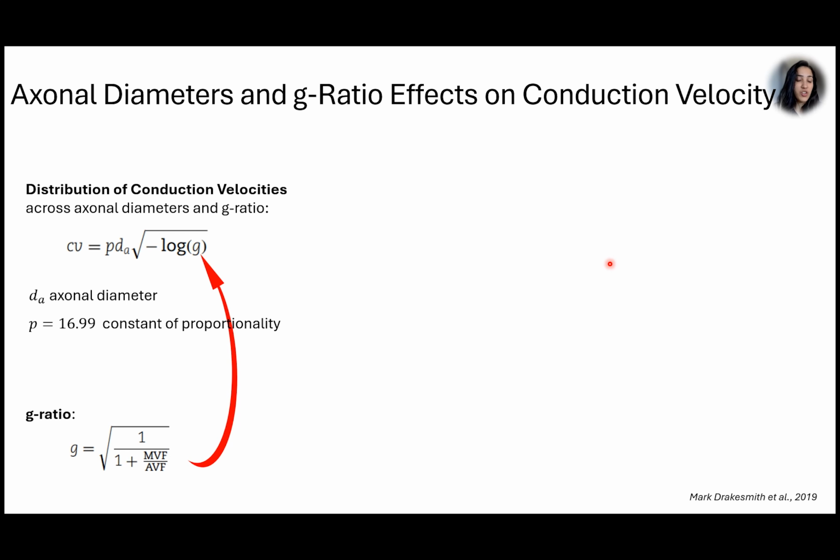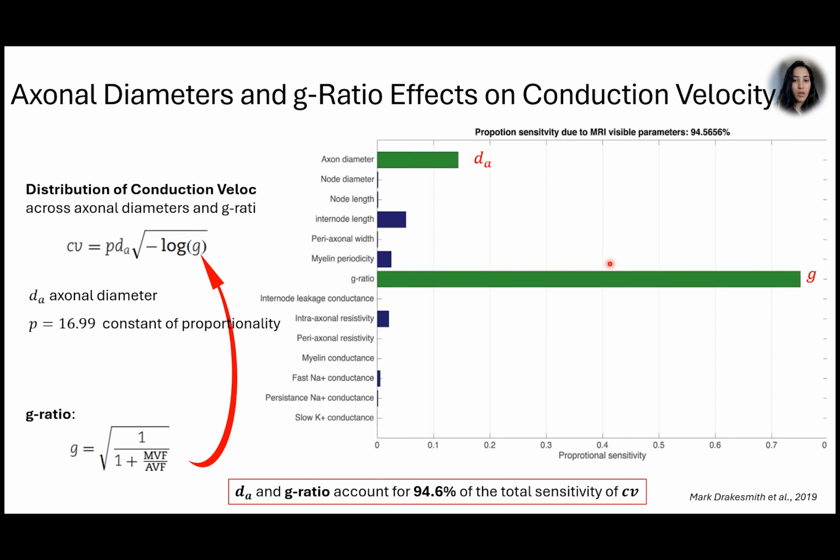Conduction velocity was most sensitive to a unit change in G-ratio by a considerable margin, and axonal diameter has the second highest sensitivity, as we can see in this table.